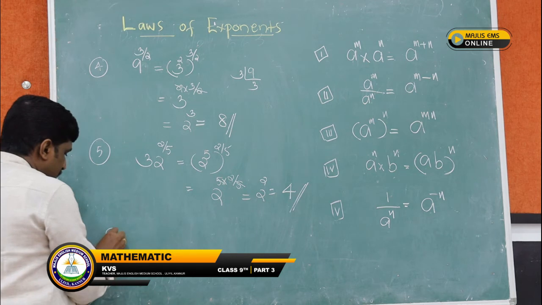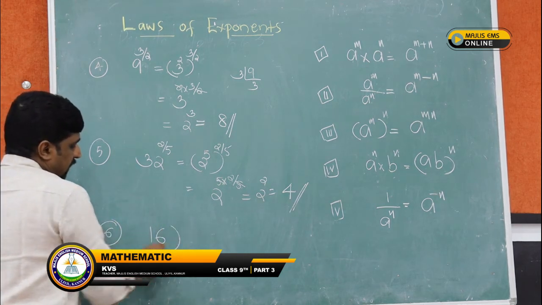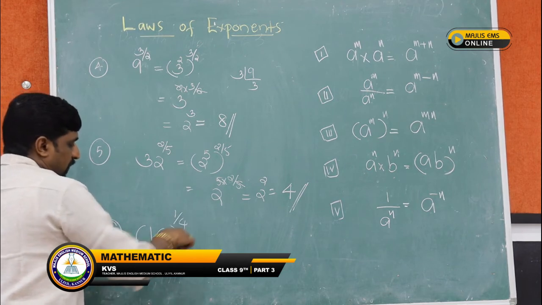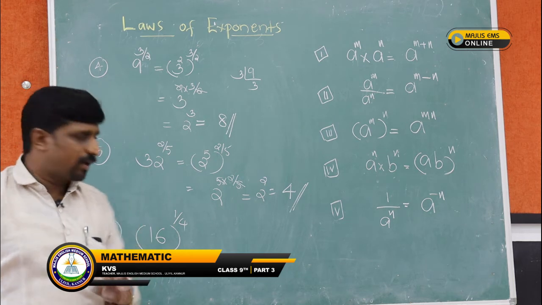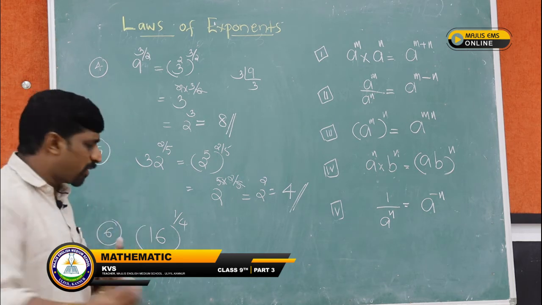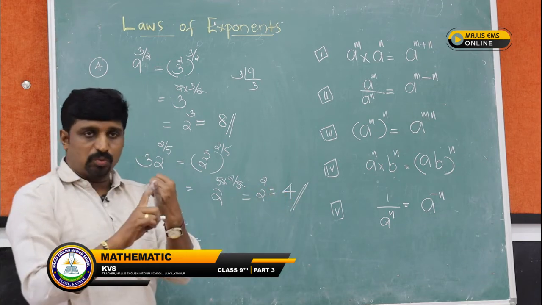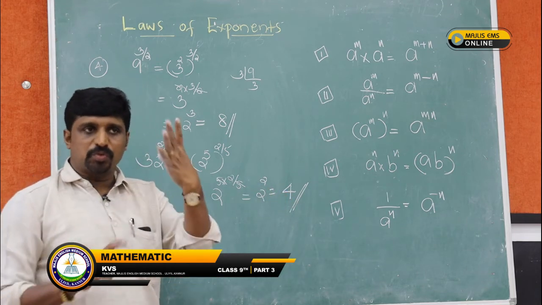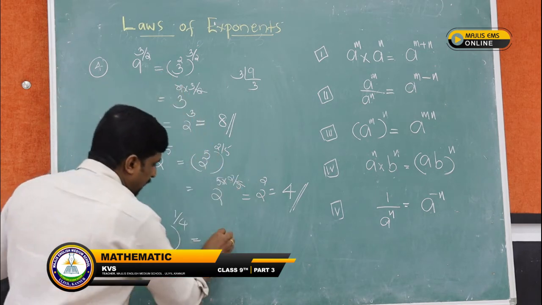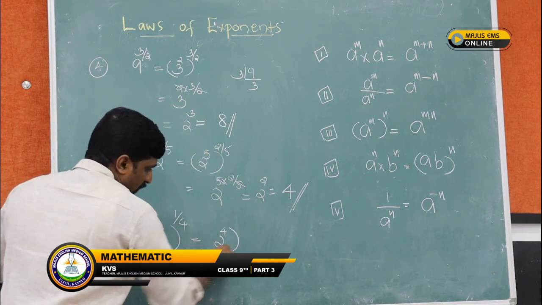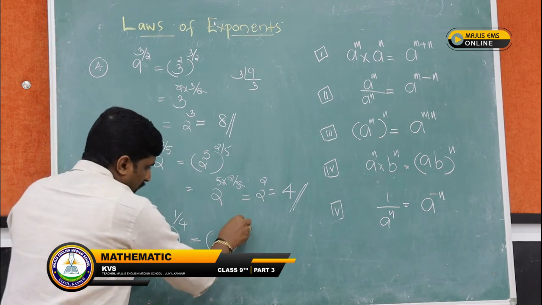Then, sixth question: 16 raised to 1 by 4. Okay, what can we do? 16 you already know. 16 can be rewritten as 2, 2, 2, 2. 4 times we got the factorization already, you can do it yourself. Then 16 can be rewritten as 2 raised to 4, all raised to 1 by 4.